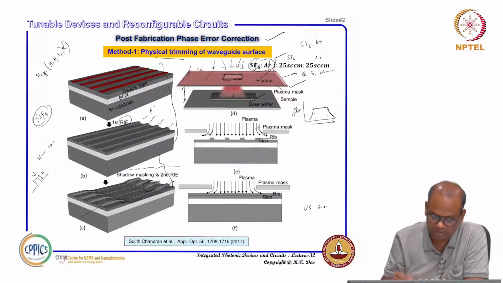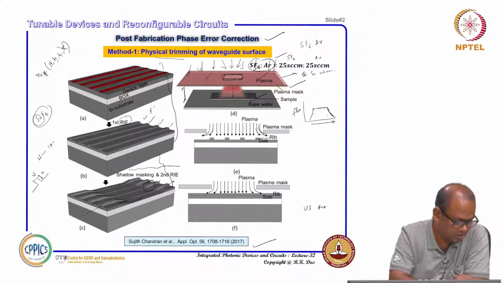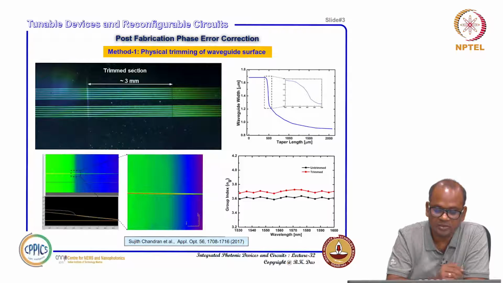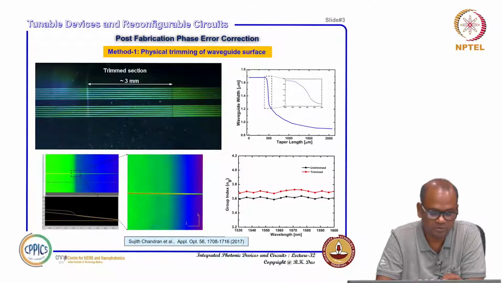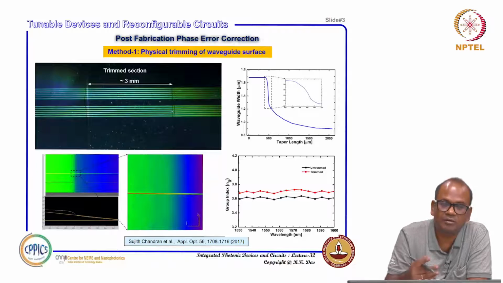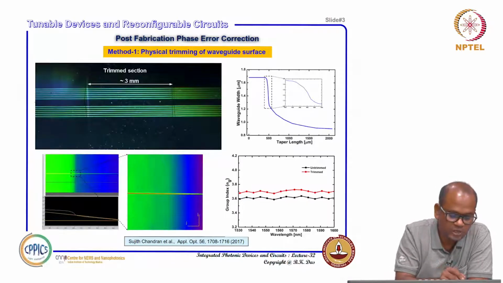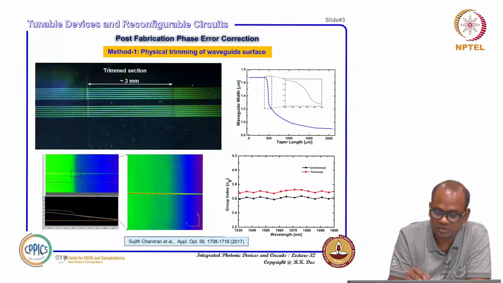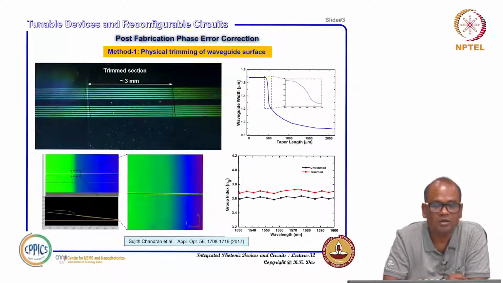If you want to know a little more detail about it, it is published in the journal Applied Optics, in 2017. You can download this paper and learn more about it. And there are some results of this method. This is the mark, taken through a microscope. This is the input side where it is masked, so no trimming happened. On the output side also no trimming happened. Between these two mark points, you see the waveguide dimension is changed.